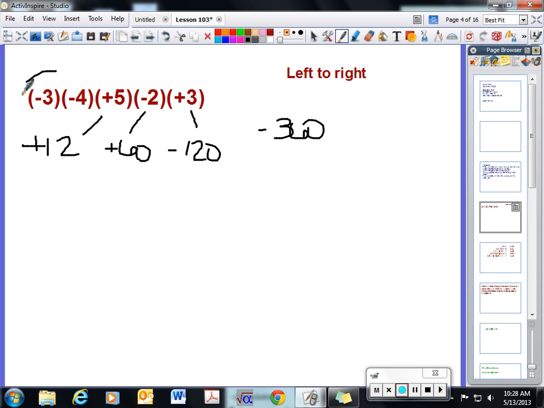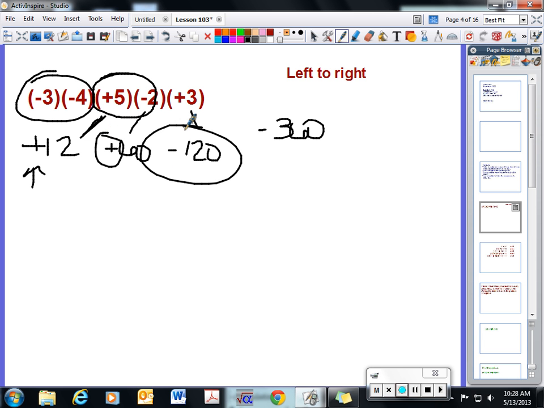Notice that whenever we did two negatives, we came out with a positive answer. Whenever the signs were the same, like a positive times a positive, we ended up with a positive. And when we had a negative times a positive, that ended up being a negative. So keep in mind the rules we've already learned.